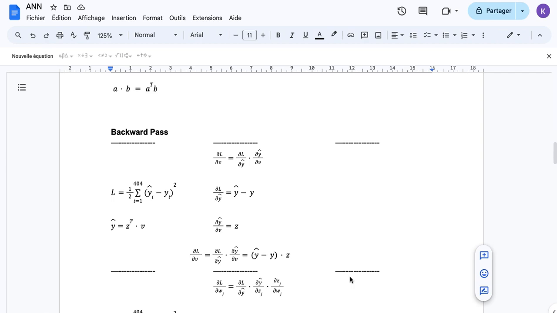This is the second video in our series to create a two-layered artificial neural network without any machine learning library. And in this video, we go over the concept of backpropagation of errors.